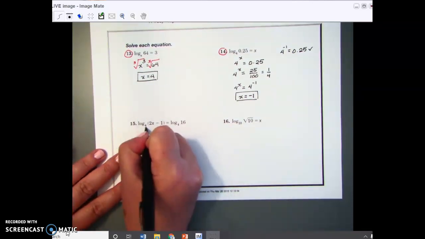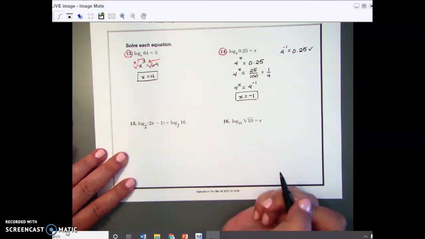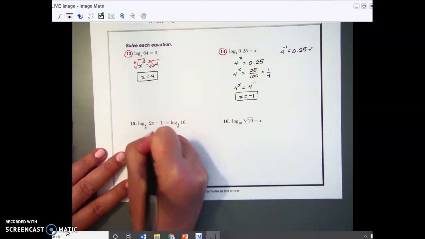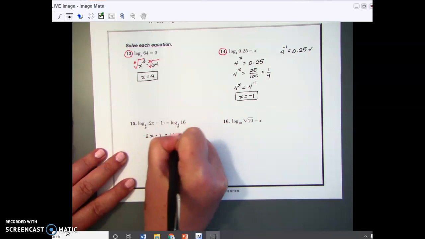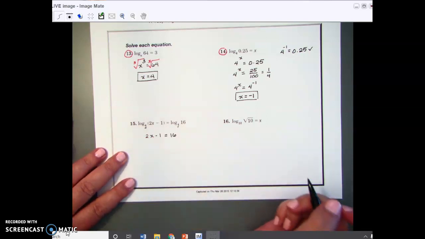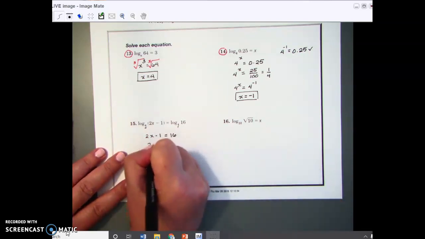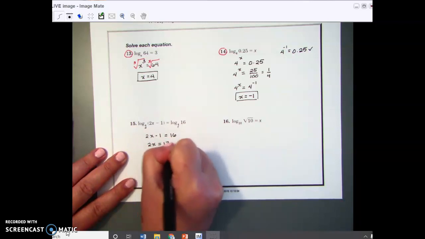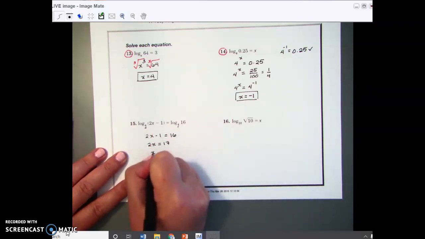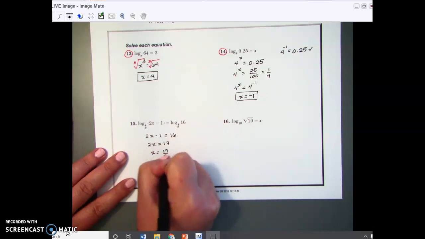If you notice, this base and this base are the same. So that tells me that 2x minus 1 is equal to 16, if this is to be believed. So if I add 1 to both sides, we get 2x is equal to 17. And then dividing by 2, we get x is equal to 17 over 2.